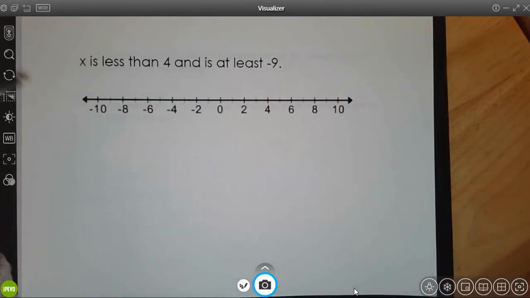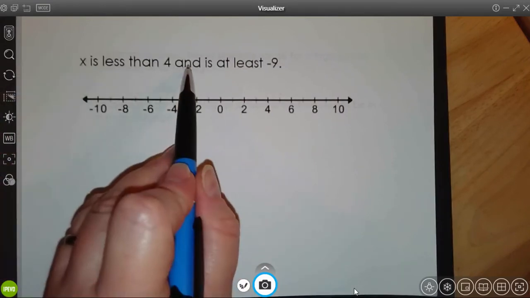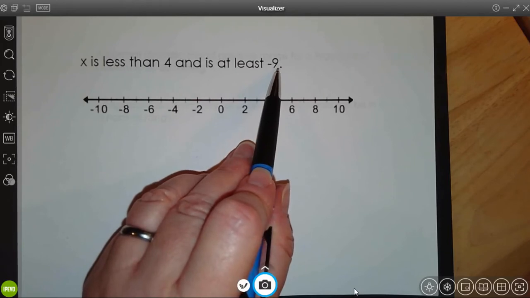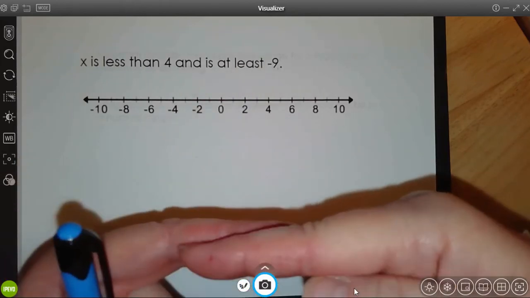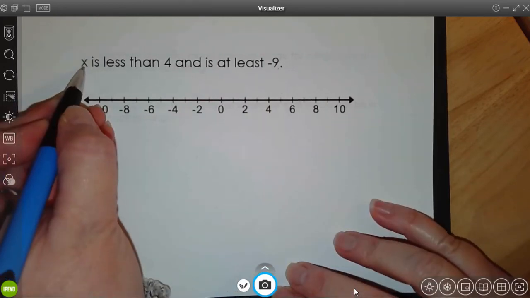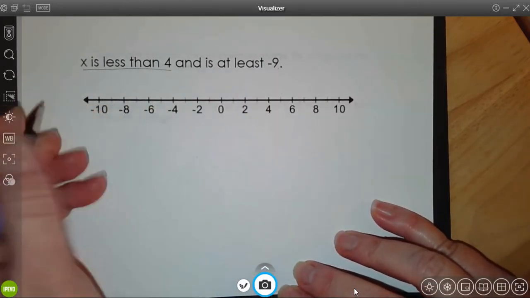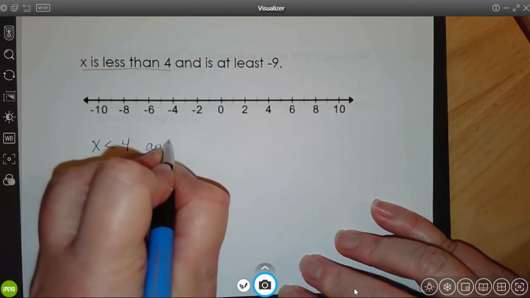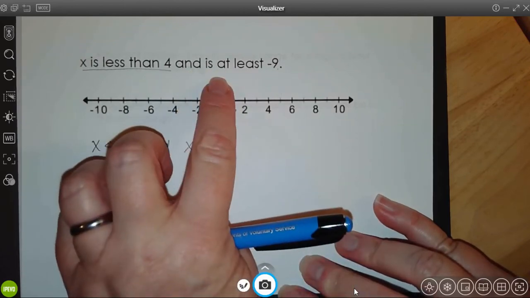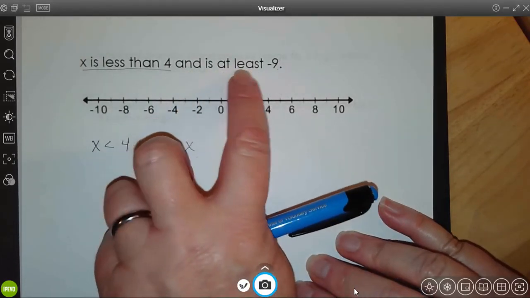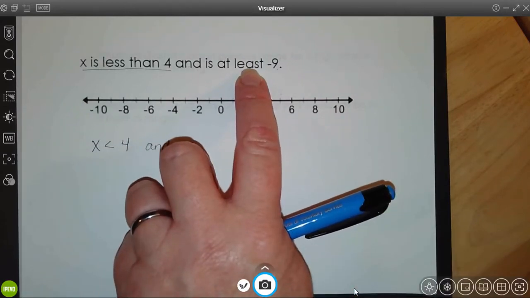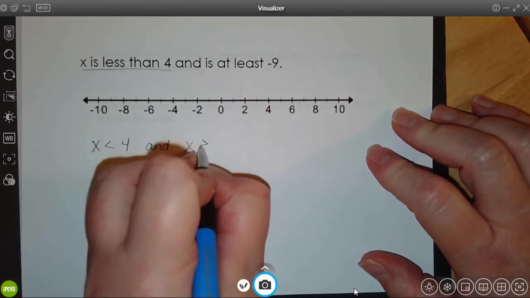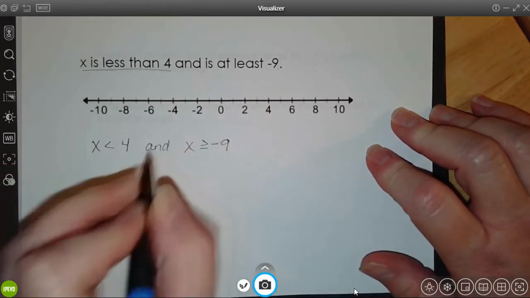Here's another example. X is less than 4 and is at least -9. So this is an and scenario, so I'm expecting my number line to come in together. So let me write this out. X is less than 4, and at least -9. We spoke about this word before. At least does not mean less. At least means I want more. So I'm going to say greater than or equal to -9.